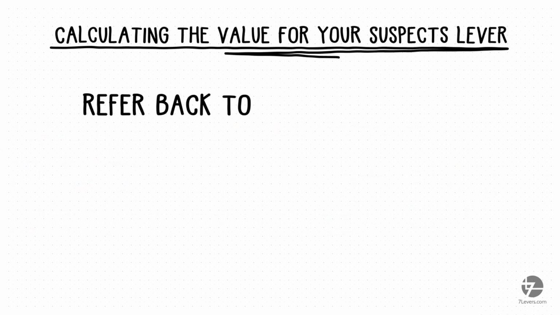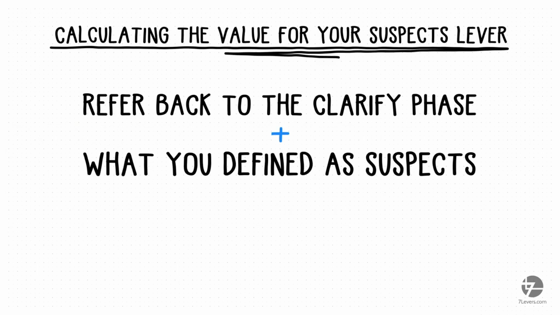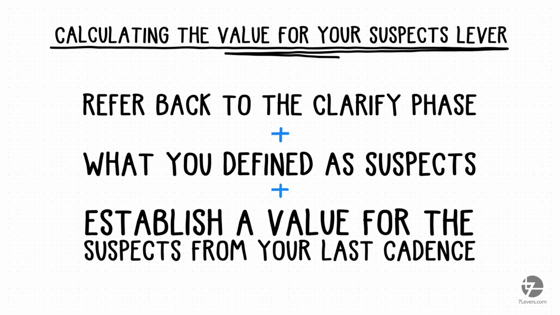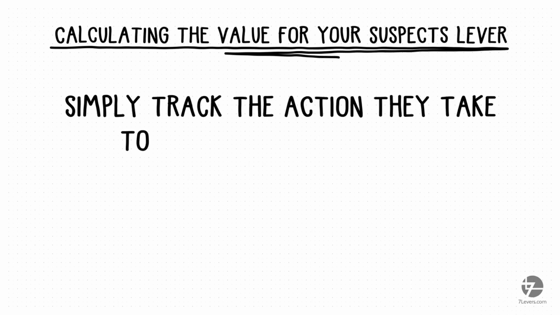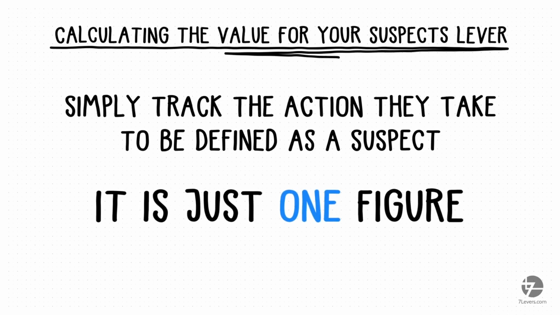So you need to refer back to the clarify phase and what you defined as your suspects, and then you need to establish a value for the number of suspects that you have had in your last reporting period, your last cadence. In the simplest format, literally all we're going to do is track the action that you defined as the action the suspects take to become a suspect. That might be visiting your retail store, it might be visiting your online website, whatever it was that you defined. But it is just that one figure.